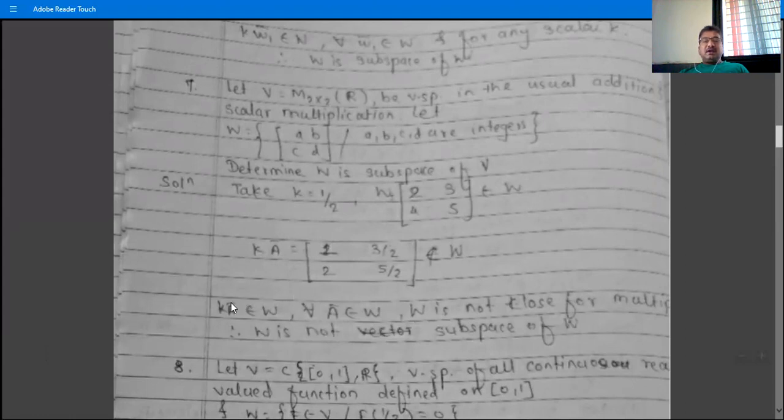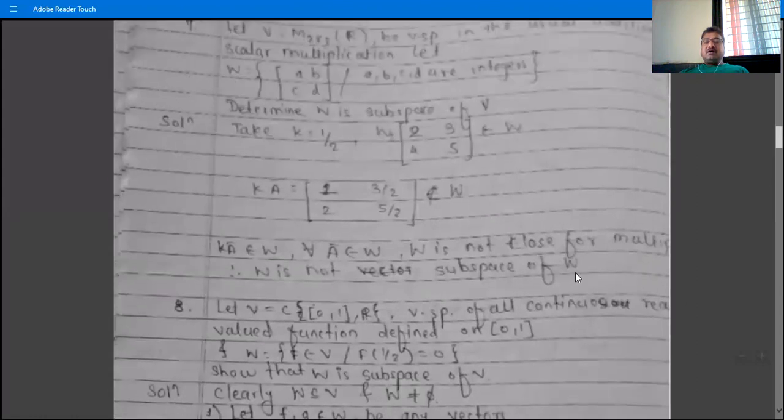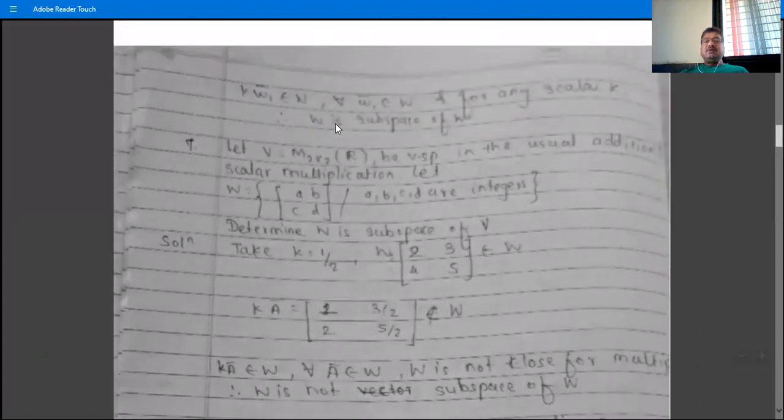So KA bar does not belong to W for some A bar belonging to W, and therefore W is not closed for scalar multiplication. That second subspace property is not satisfied for W, and therefore W is not a subspace of V. Now if we take K as 2 and A as this element, then we have 4, 6, 8 and 10, and it is an element of W.